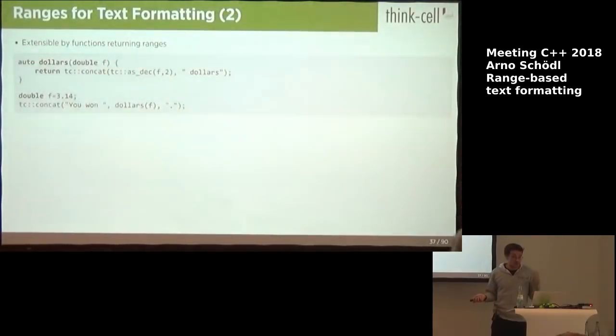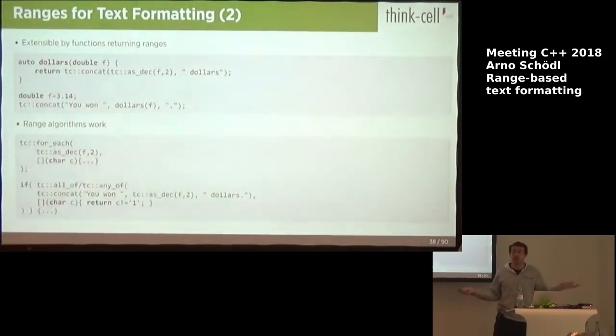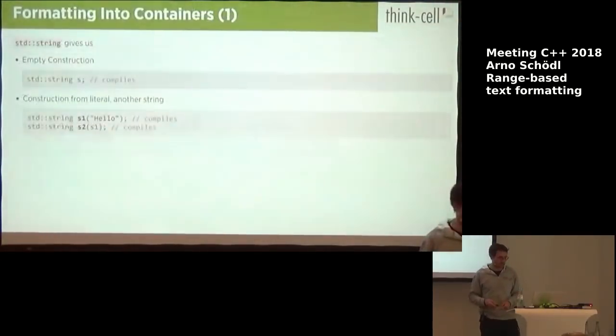Extensibility, again, is trivial. Any function that returns a range is basically a customized formatter. And you can return things like here with a concat. You can just say, OK, I call my sdec and append my dollars. And if I need this everywhere, then I just put that into a function, and I can use it as part of my other ranges. All the range algorithms work. So the sdec, you can do for_each over the sdec. That's OK. It's a range. It will spit out the characters that would otherwise print. You can use the range algorithms on concat. That's all fine. You can filter it. You can do whatever you like.